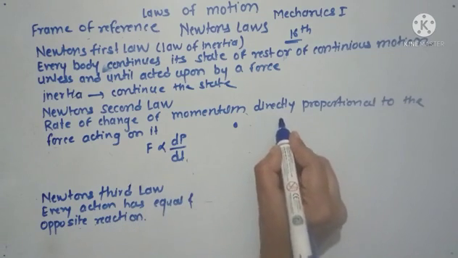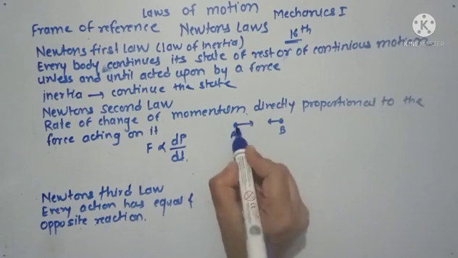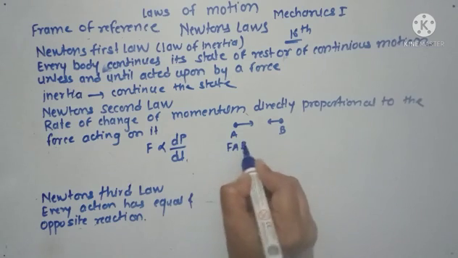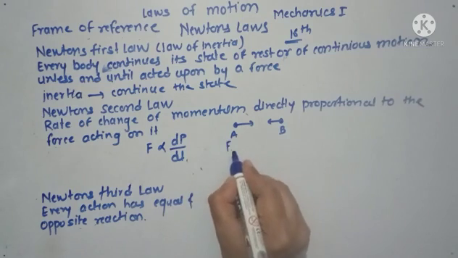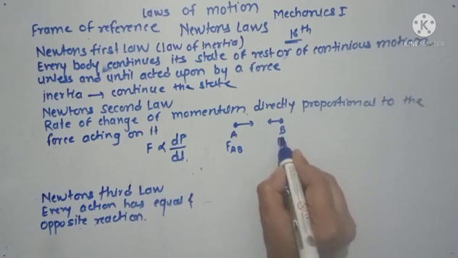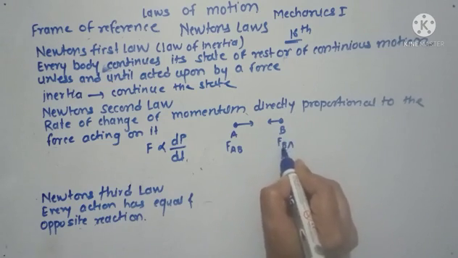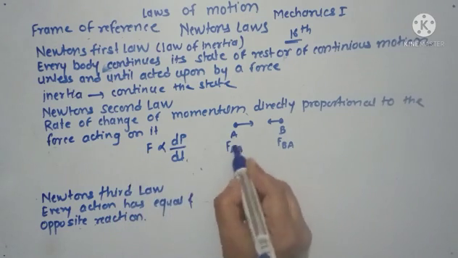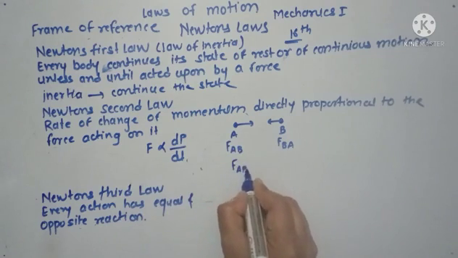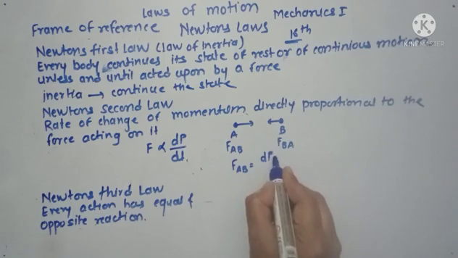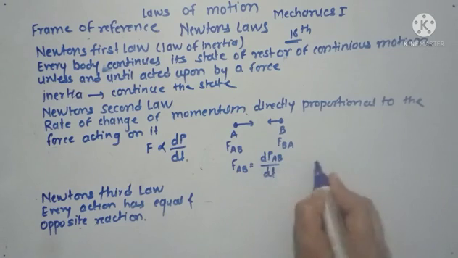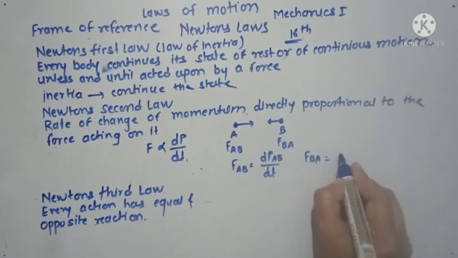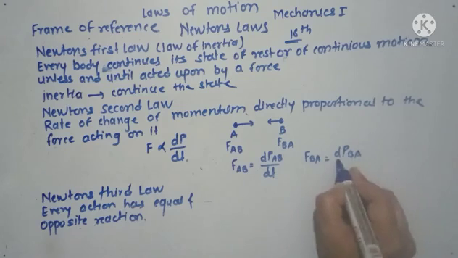So let us see the proof of Newton's third law. Suppose there is a particle A and this is a particle B. Let us call the force applied on particle A by B as F_AB, these are subscripts, and F_BA is the force applied on particle B by particle A. Now if I write Newton's second law for these particles, F_AB will be equal to dP_AB/dt, and for the second particle F_BA is equal to dP_BA/dt.